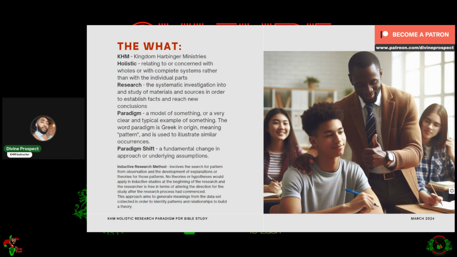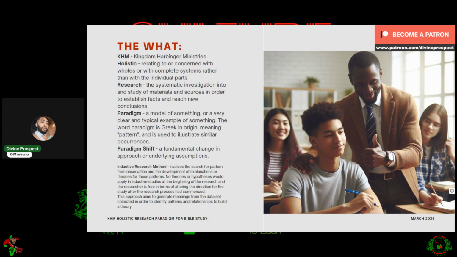Research. What is a paradigm? A paradigm is a model of something or a very clear and typical example of something. So a paradigm is a model, a set of rules that governs something, and in this case, that governs the way people do Bible study. There's a current model that is used among slave men, and we're saying that is a dated model. We have to get rid of it. The word paradigm is Greek in origin, meaning pattern, and is used to illustrate similar occurrences. So when you look at paradigms, you're looking at patterns based on a set of rules that govern something.